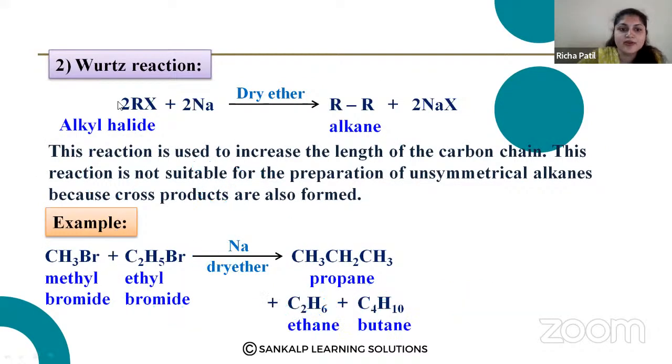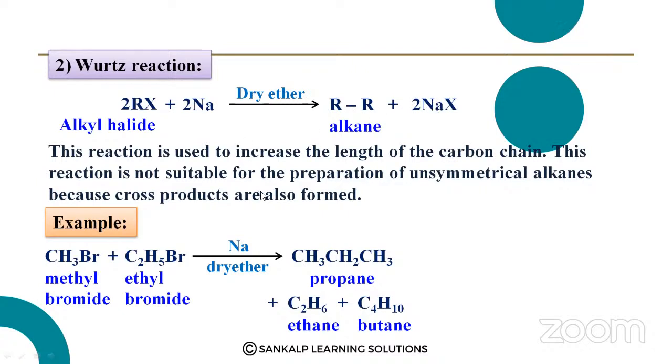So the next is Wurtz reaction. Okay, what is Wurtz reaction? You take an alkyl halide. When it is reacted with sodium in the presence of dry ether, it forms what? It forms an alkane. Okay, a higher alkane is formed. There is an increase in the alkane chain, and you have the sodium halide.